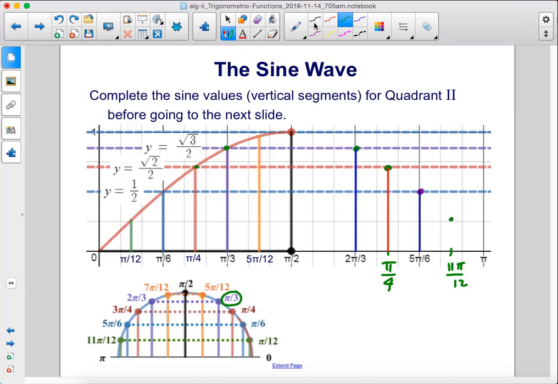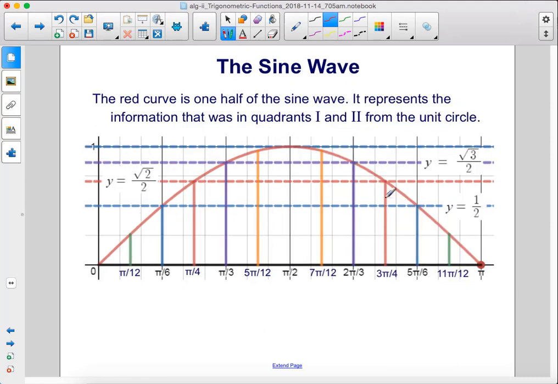Now you can connect these lines with a curve, like that. The red curve here is one half of the sine wave. It represents the information that was in quadrants 1 and 2 from the unit circle.